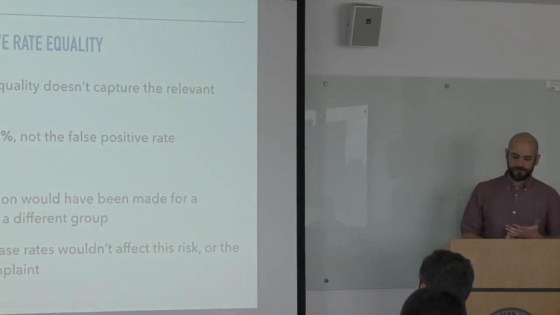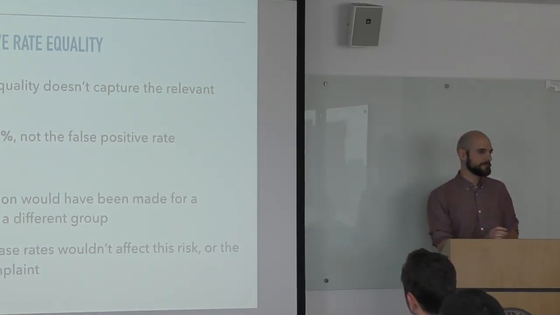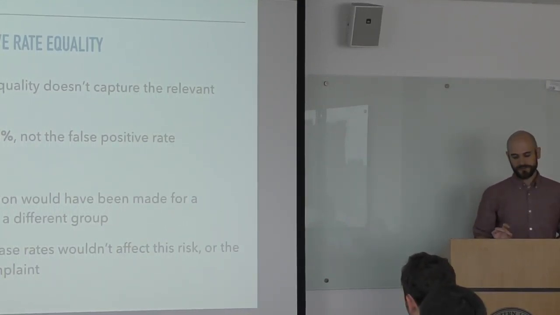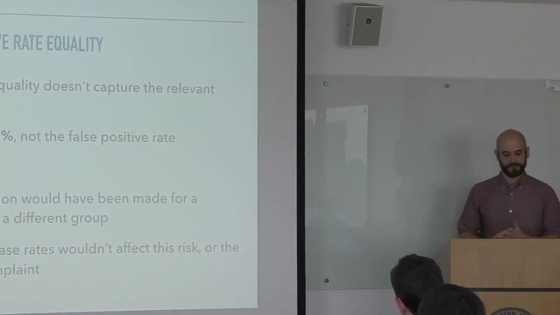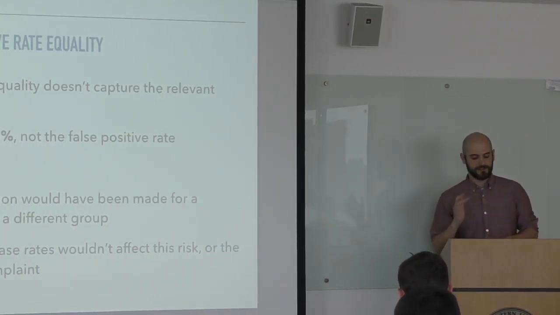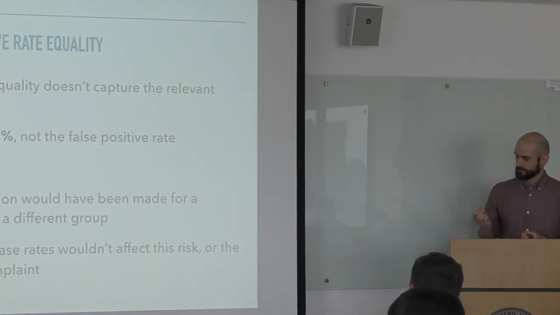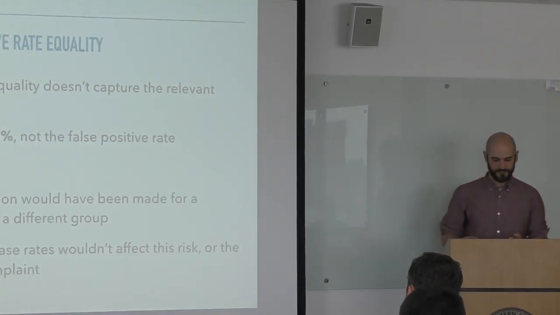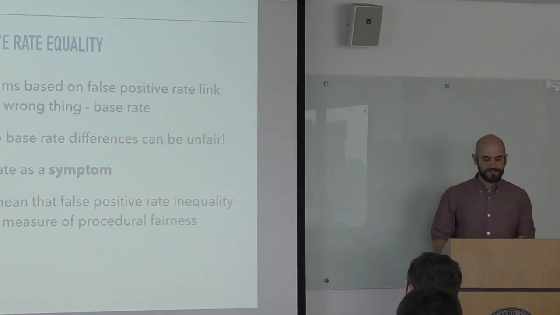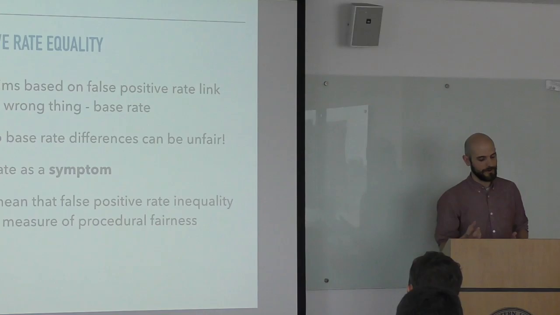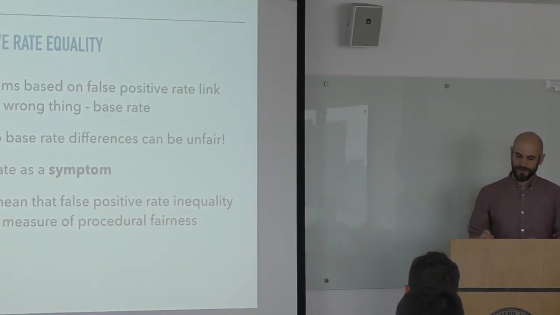Secondly, let's consider whether this complaint would go away if this same decision had been made about them in a different jurisdiction. So suppose it's a jurisdiction where the base rate of rearrest is actually lower for black defendants. It seems very strange that the force of this complaint would go away in such a jurisdiction. Intuitively, in both cases, this defendant has been subjected to the same risk of needless detention. And I think what's going on here is that fairness claims based on the false positive rate are linking risk of error to the wrong thing, base rate.